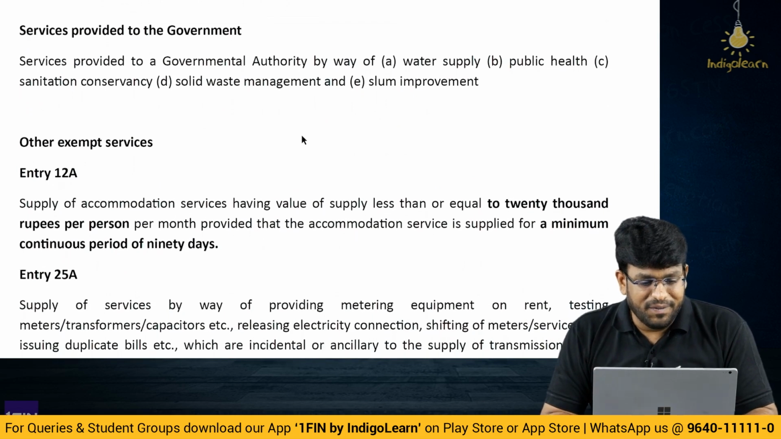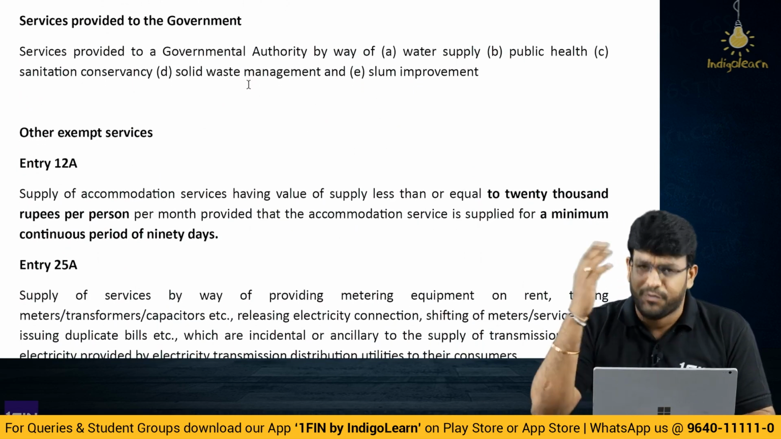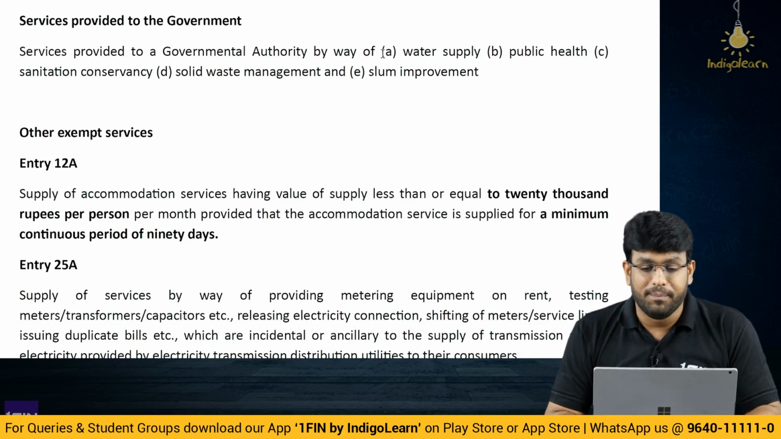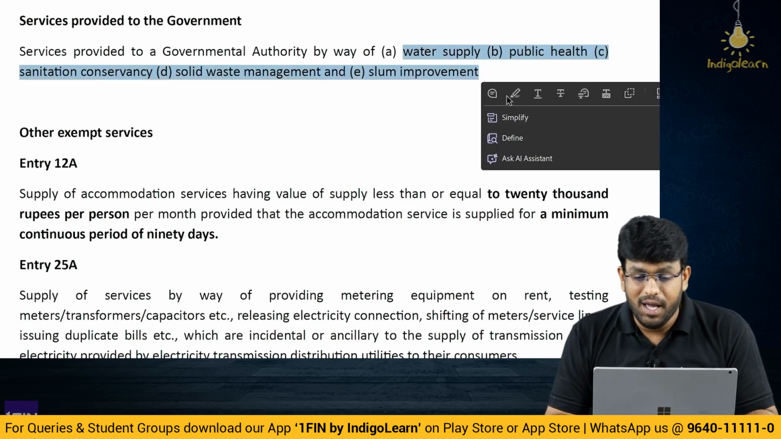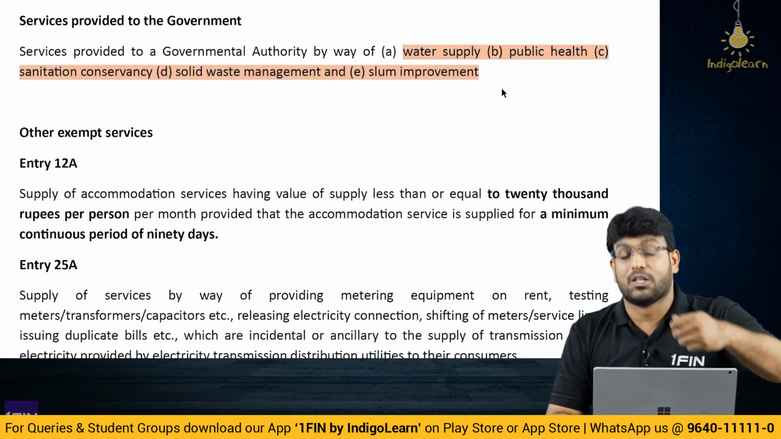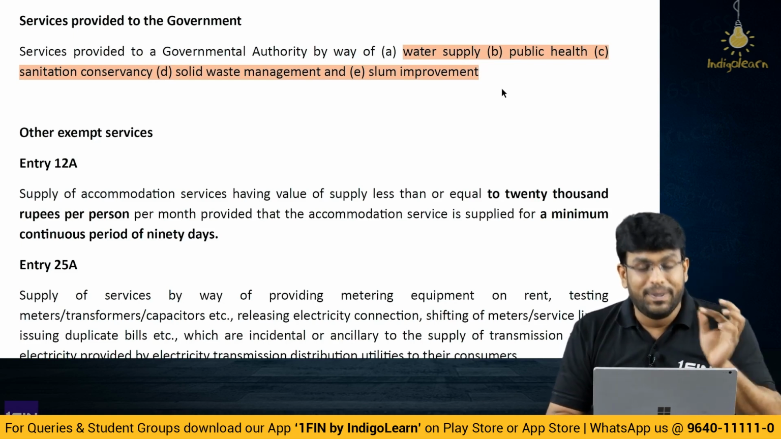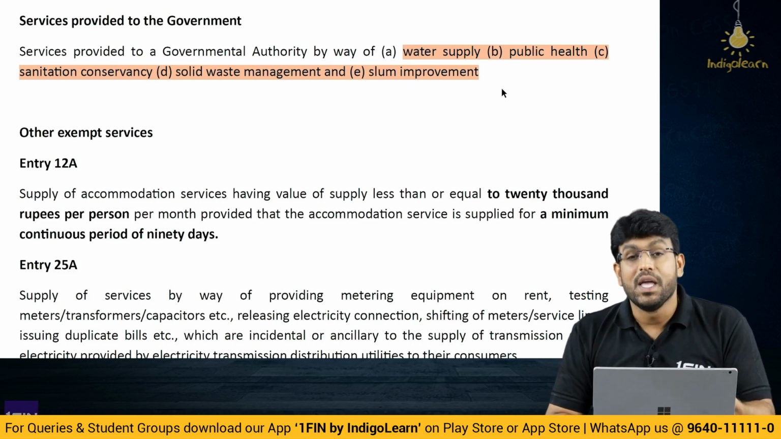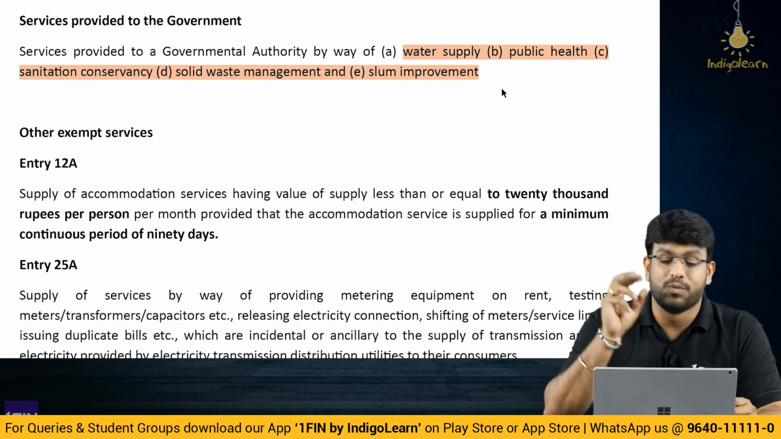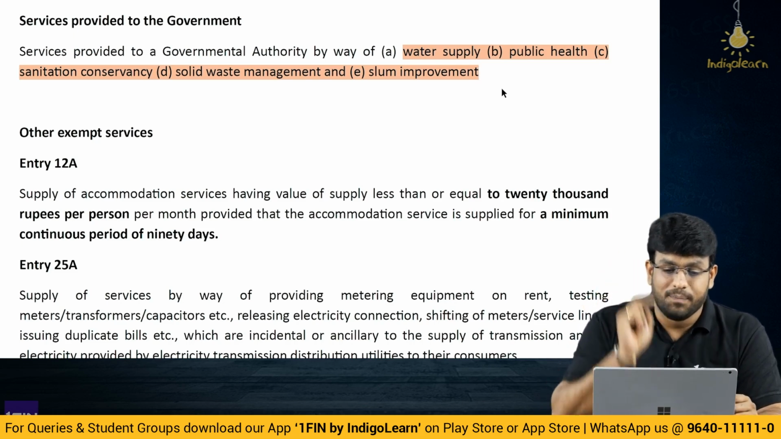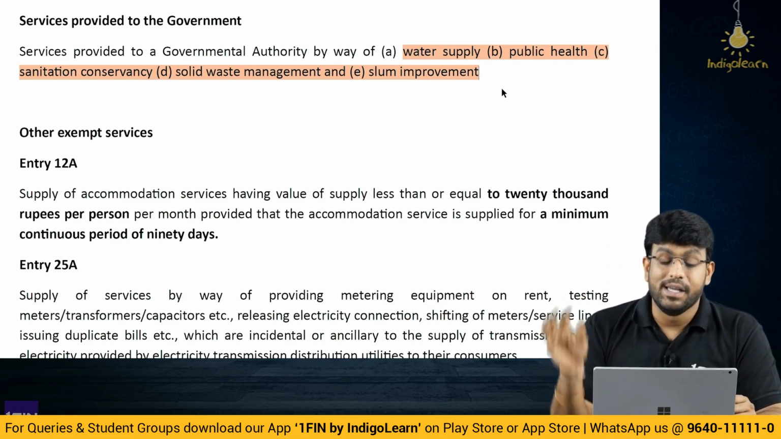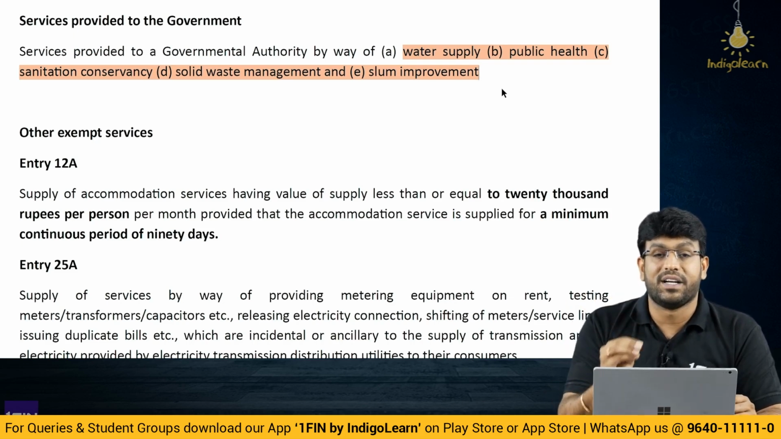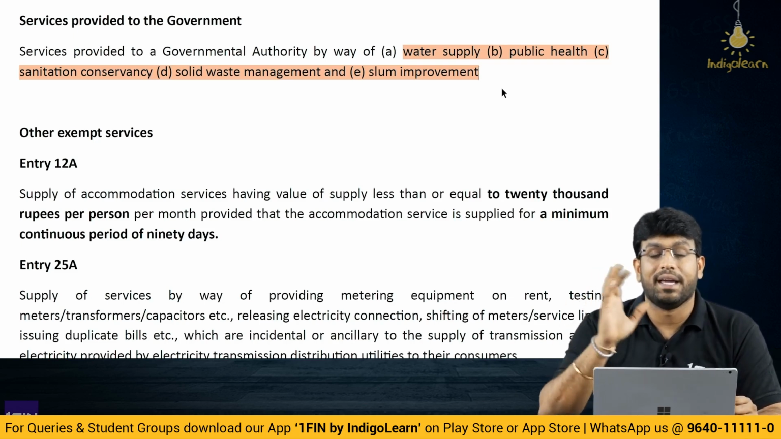Next. Service provided to governmental authority. Already we discussed this before itself. Service provided to governmental authority by way of water supply, public health. Come on friends, what service is covered here? Water supply, public health, sanitation conservancy, solid waste management and slum improvement. These all services are exempt. Come on friends, what is exempt? Water supply, public health, sanitation conservancy, solid waste management, slum improvement. These services which are provided to governmental authority, that service will be exempt.